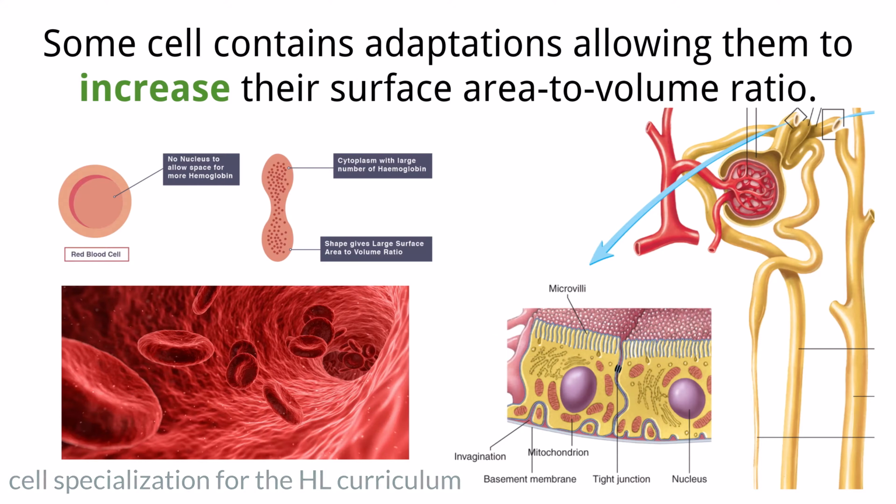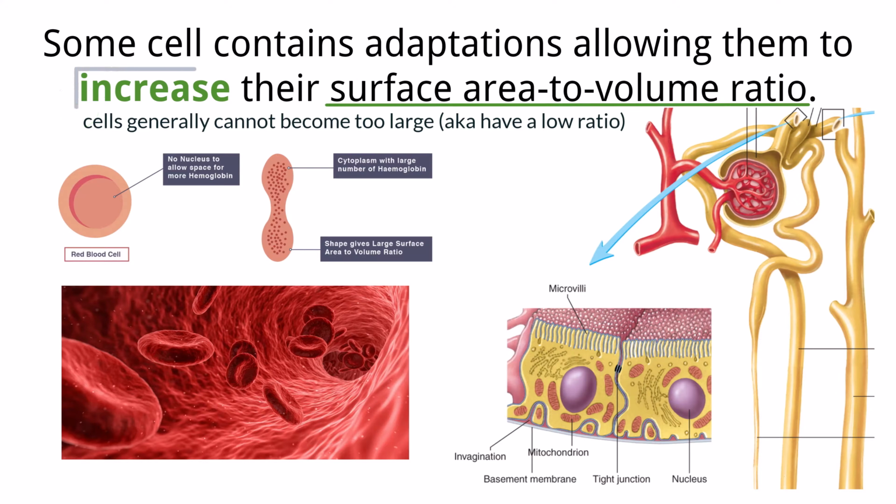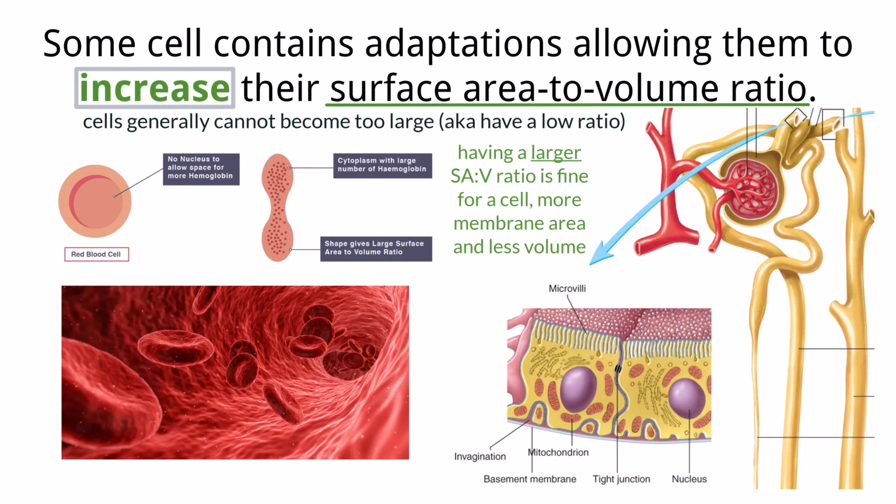for performing specific functions. We mentioned in the SL video that cells need to maintain a threshold of surface area to volume in order to maintain homeostasis, which means that the ratio can't drop too low, meaning the cell becomes too large. Looking at different cells throughout the body, we can see that some cells contain specific adaptations to further increase their surface area to volume ratio to perform unique functions. And remember that a high or increased surface area to volume ratio means that there is a large amount of membrane area compared to a relatively smaller internal volume, which is totally fine for the cell to be maintained.